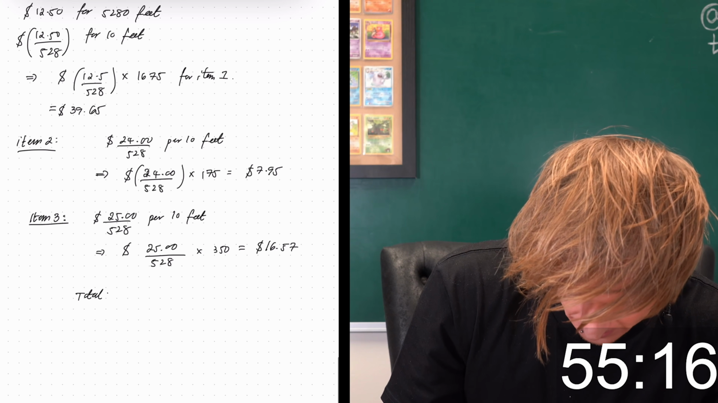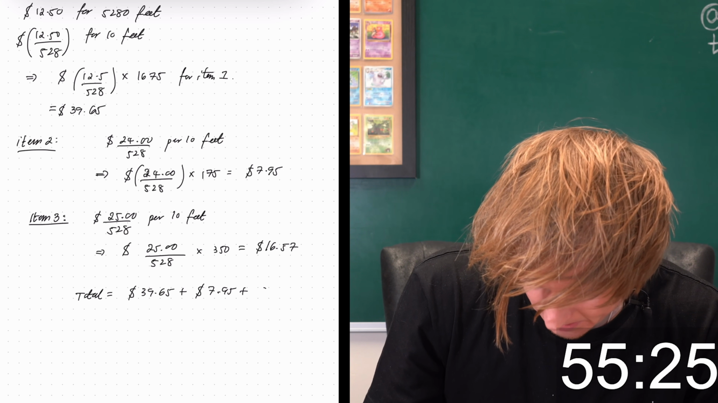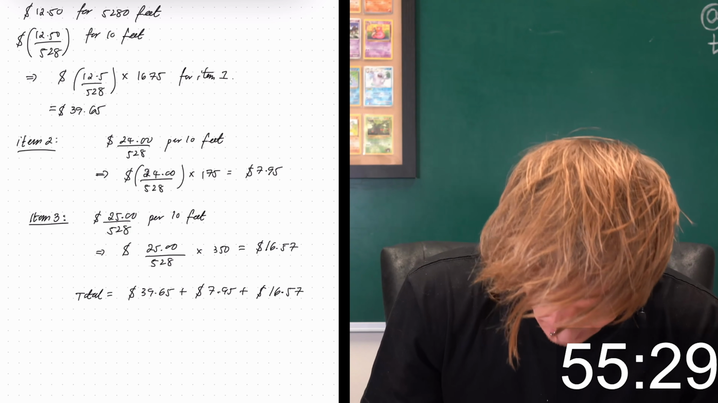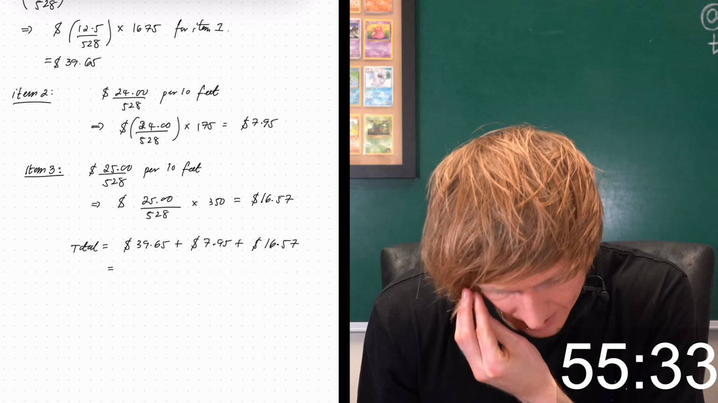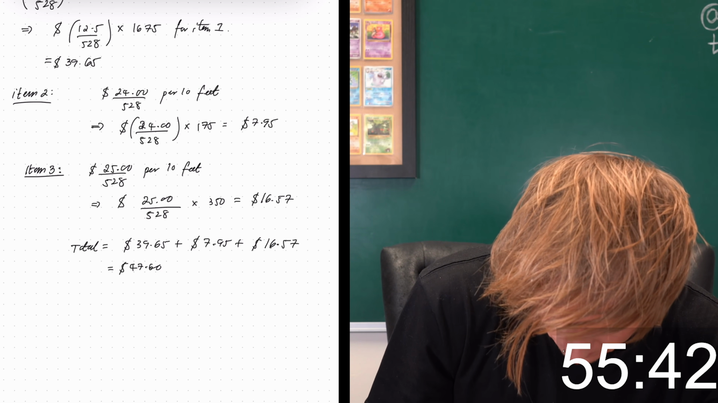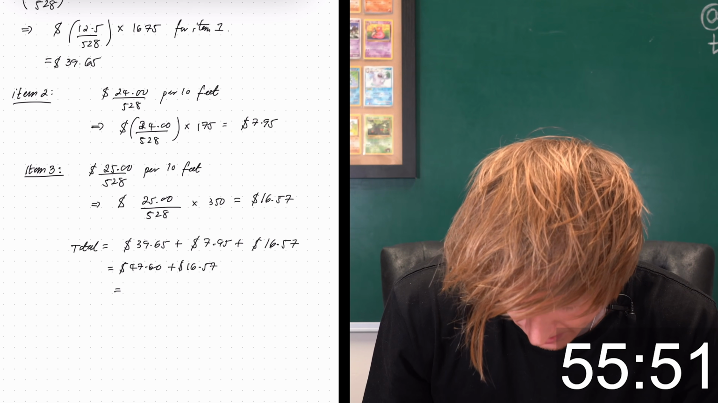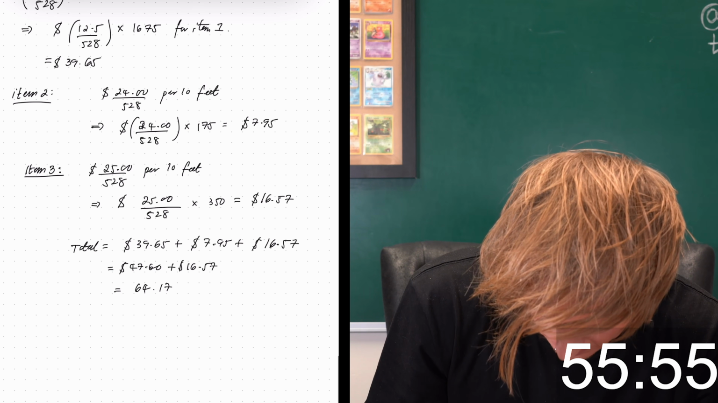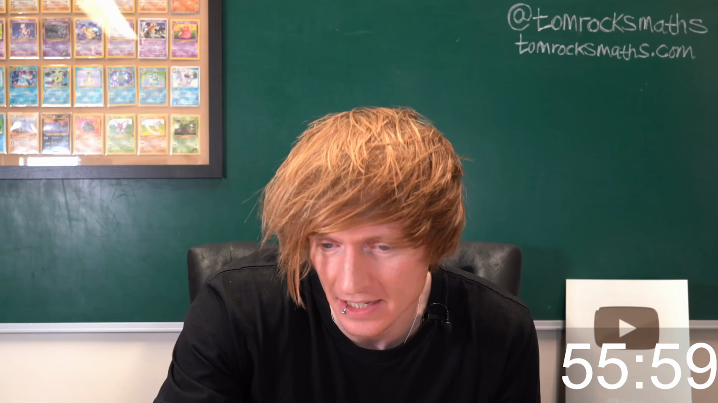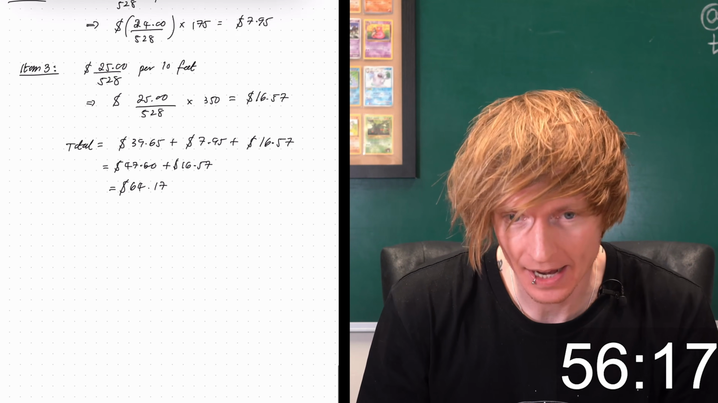So the total of the bill is $39.65 plus $7.95 plus $16.57. This one I will do in my head, regrets it already. The first two, so that's $39.60 plus $8, $47.60, plus the last one is $16.57, so that's going to be $47.53... $64.17. And that I think is the answer to question 16. Woo! All right, so that is how much Samuel Palmer is paying to AP Jewett for that board. Very expensive board.